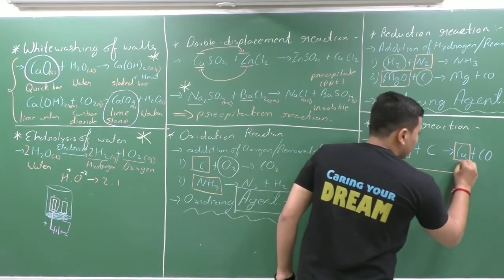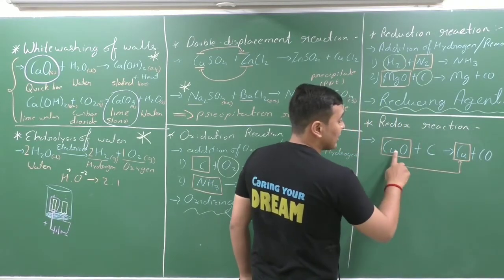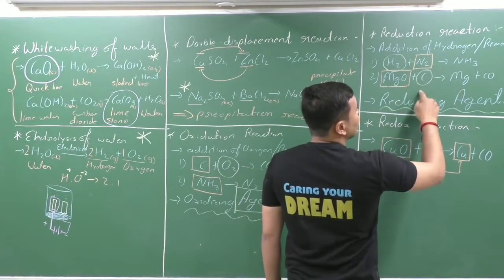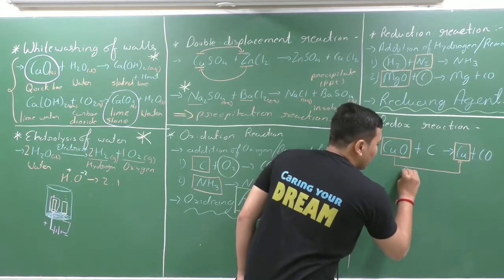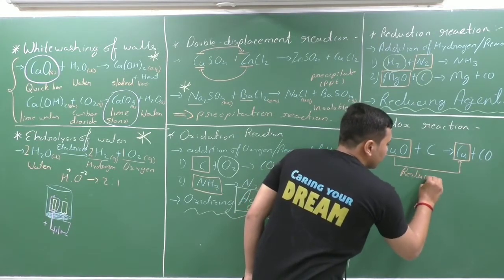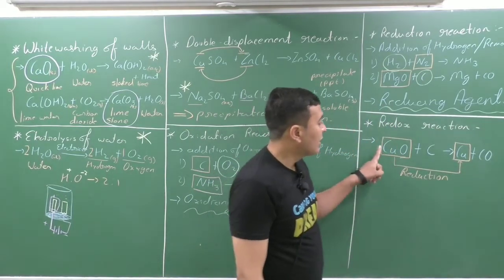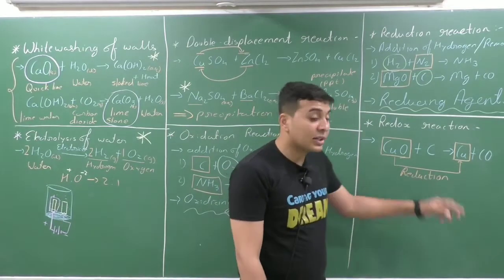So this type of change, the reaction in which oxygen is removed, is known as reduction. So it is an example of reduction. Getting it? Copper oxide is reduced into copper. So this is a reduction.